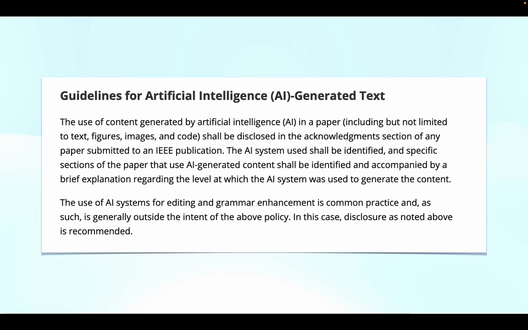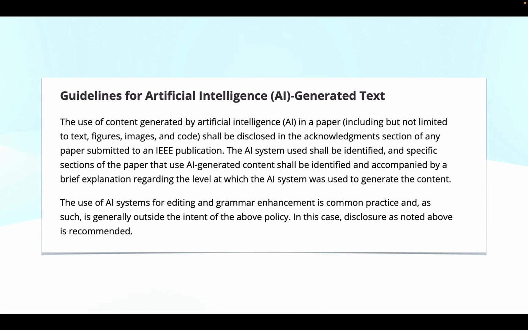For IEEE, their guideline is very short. IEEE is one of those databases that deals with electrical engineering and computer science and computer engineering. Many of the documents in IEEE include conference papers, and these papers are still going to have to be part of this guideline process. If you submit anything for a conference for IEEE, recognize that they do say you have to disclose: you identify and be specific in the sections of the paper that use AI-generated content, and accompany that with a brief explanation regarding the level at which the system was used to generate the content.